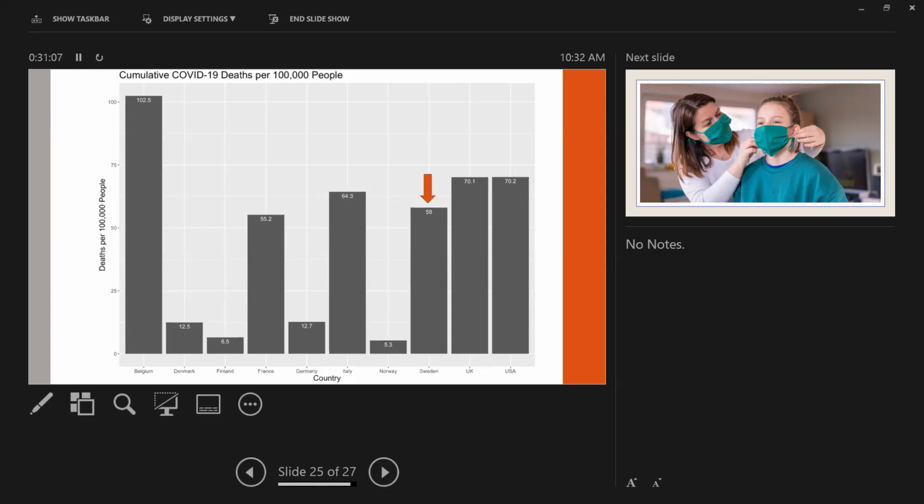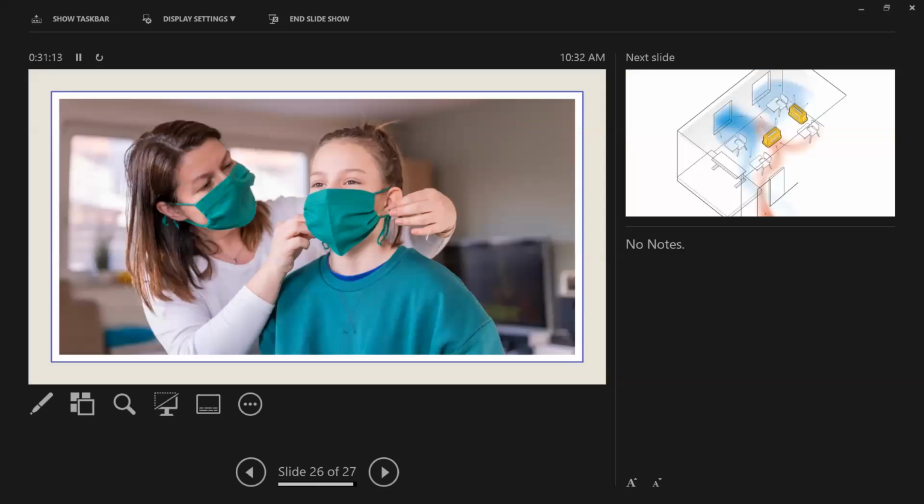Why is Norway so low? Because they ventilate their houses and they don't invite people over. So what are the recommendations that we should follow essentially now that Thanksgiving will be coming?